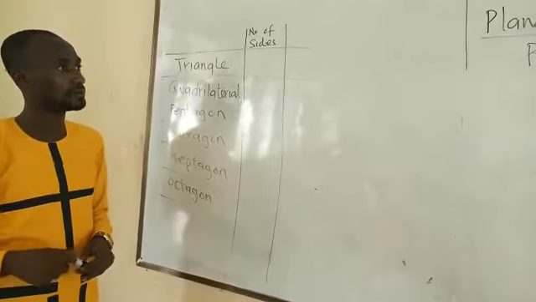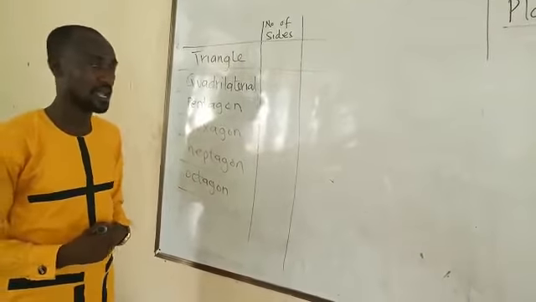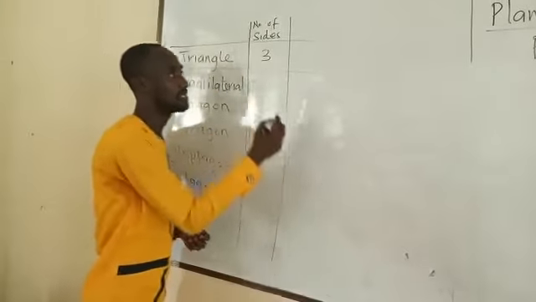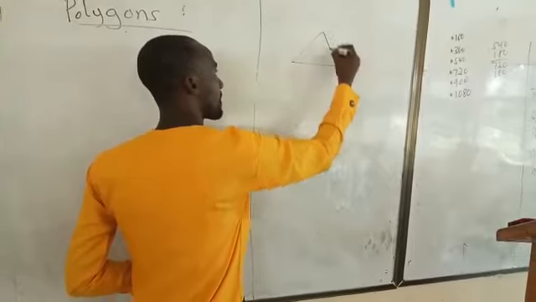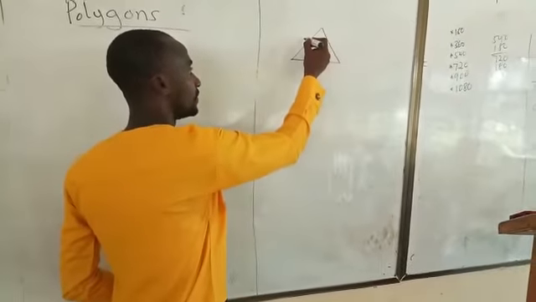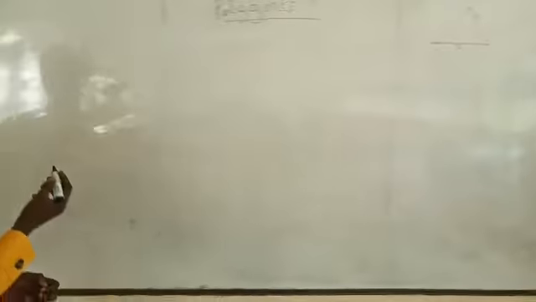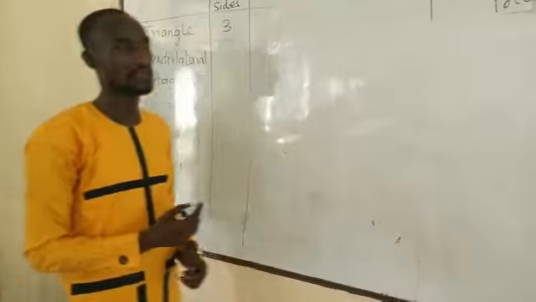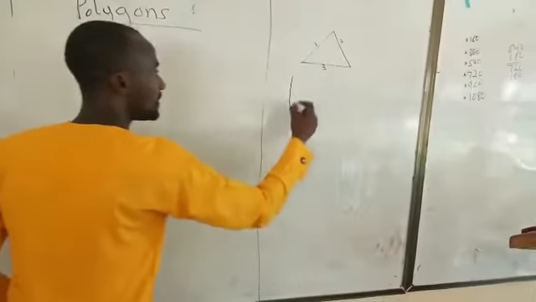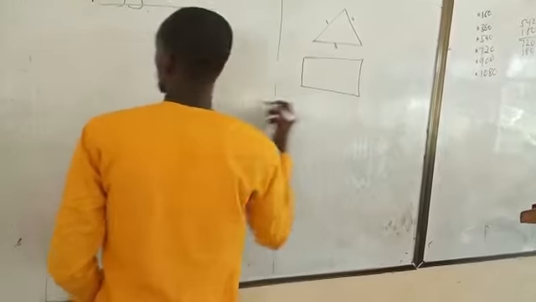Triangle, we know, has 3 sides. So this is a shape of a triangle. You see it's having 1, 2, 3 sides. Then a quadrilateral. The quadrilateral is a 4-sided figure. So this shape is a quadrilateral. So 1, 2, 3, 4. It's having 4 sides.